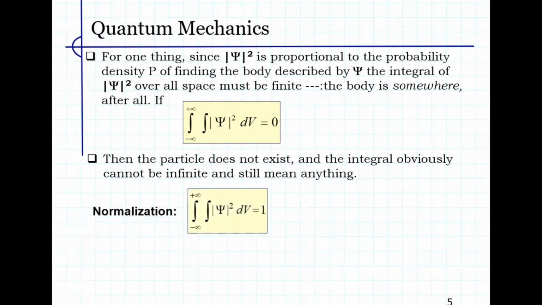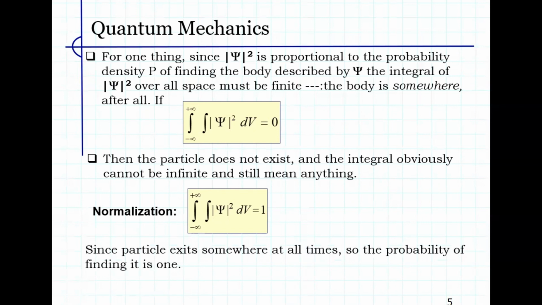This is called the normalization condition. The wave function squared, or the probability density, multiplied by the elemental volume and integrated over all possible volume, must remain equal to 1. And such a condition is termed the normalization condition.